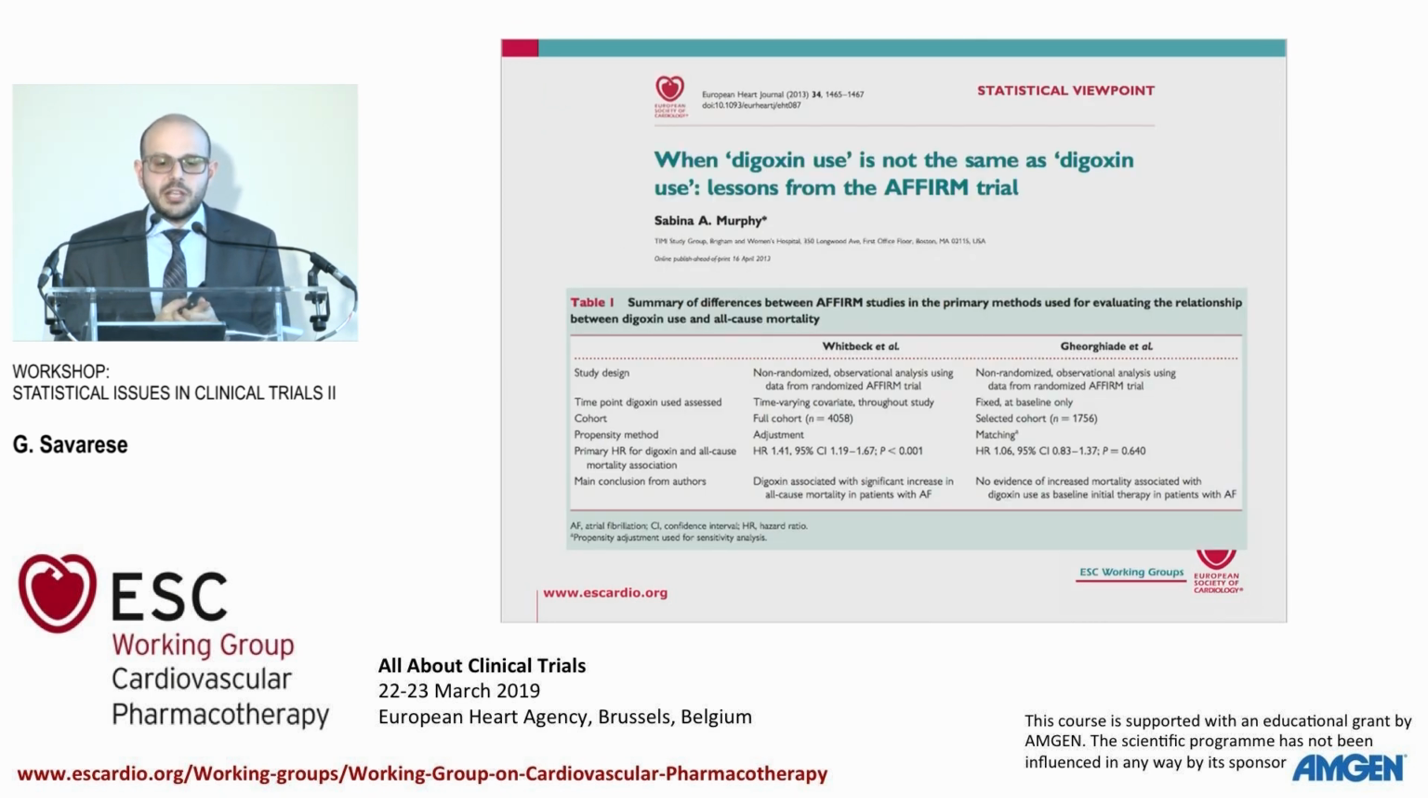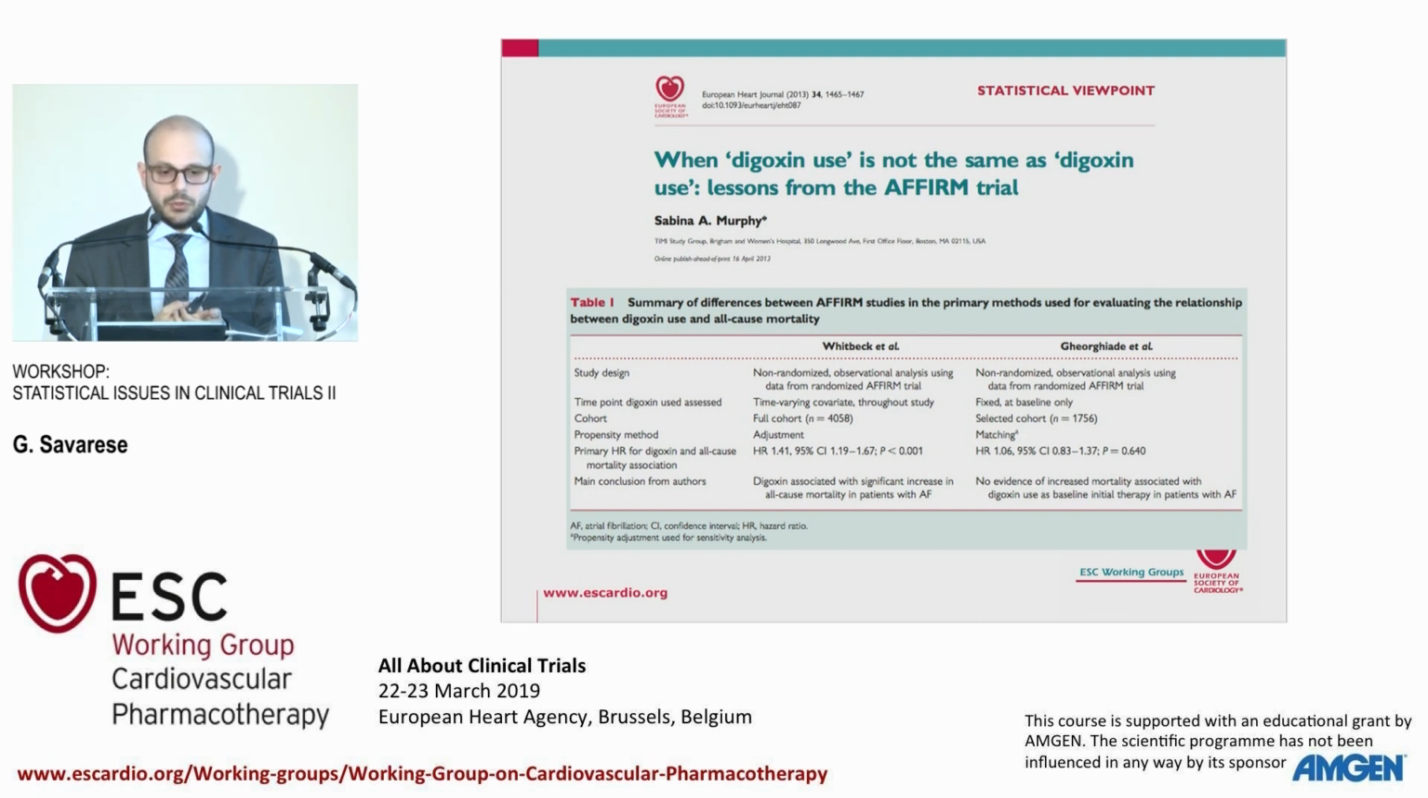After the publication of these two very nice studies, there was an editorial, and the title was "When Digoxin Use Is Not the Same as Digoxin Use." That's a statistical lesson from the DIG trial, and here the differences were discussed. They were both non-randomized observational analyses, because although they used a population from a randomized controlled trial, patients were not randomized for digoxin or not digoxin, but for something else. So it was still an observational study, so confounders were important.